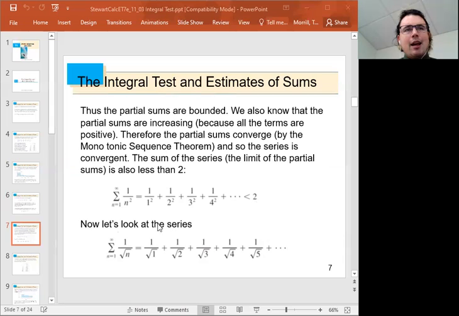Let's try it again with a different series. This time I want the summation of 1 divided by the square root of n.